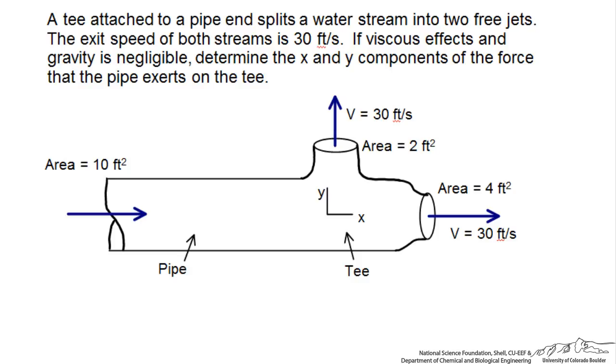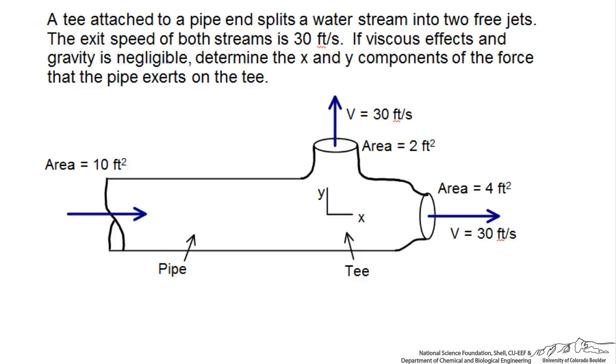this T. So the first thing to start with any problem is with a figure, and we have one here, and so we just want to double check that everything's labeled appropriately, and we see that our velocity coming out of both parts of the T is labeled as 30 feet per second. We're given areas of both ends, and we're given the area of the incoming end.